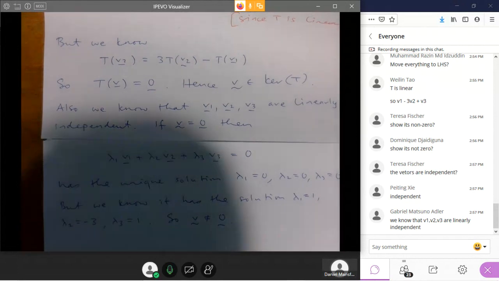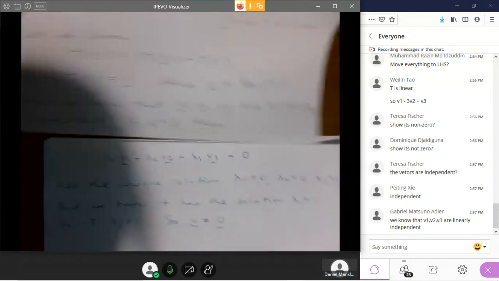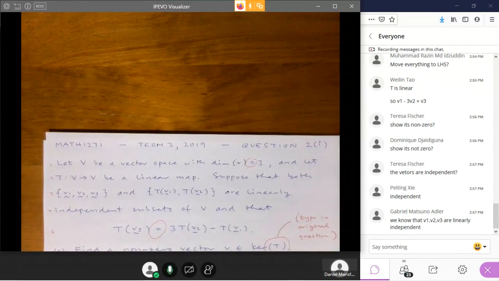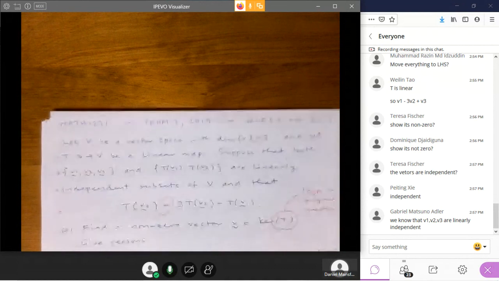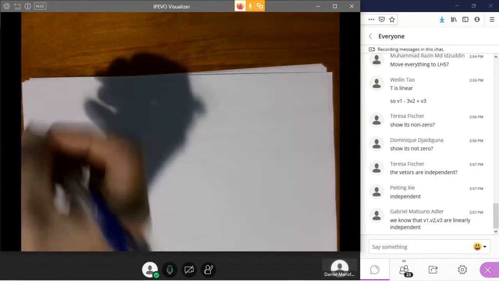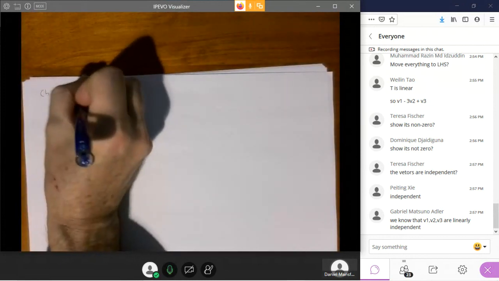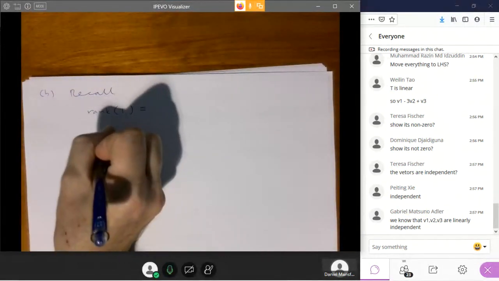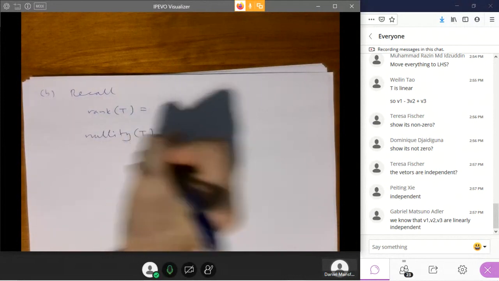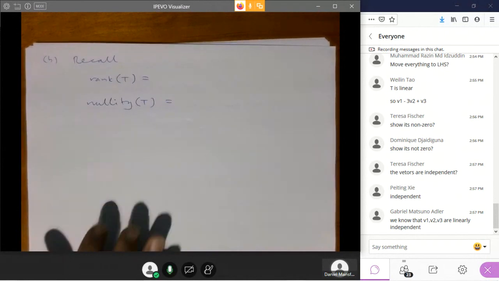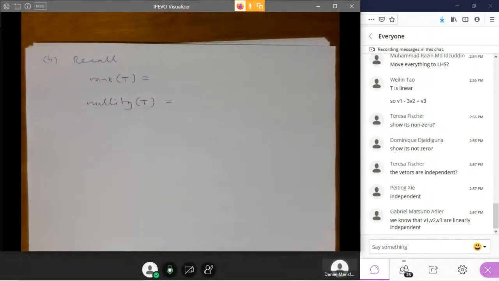Okay, so let's start the next one. We have to find the rank and the nullity of T. And once again, can I ask you please to spend 15-20 seconds writing down the definitions. What does rank of T mean? What does nullity of T mean?